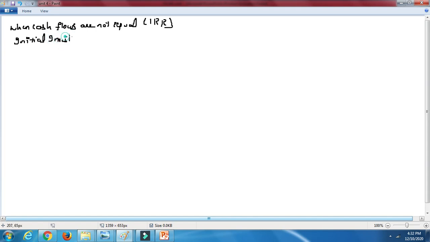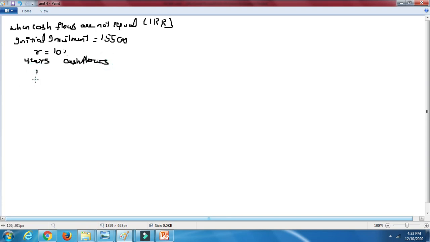The initial investment is 15,500 rupees. R has been given as 10%, whereas your years and cash flows, let's take that also. Years and cash flows.